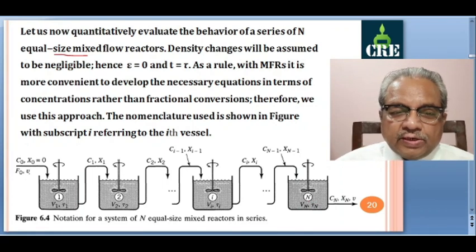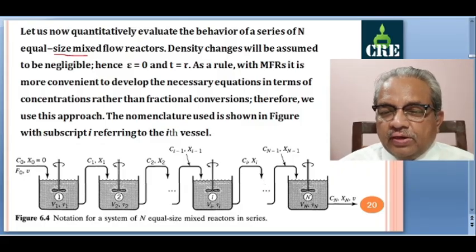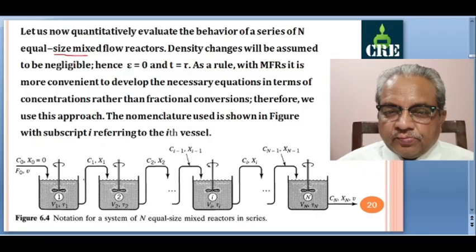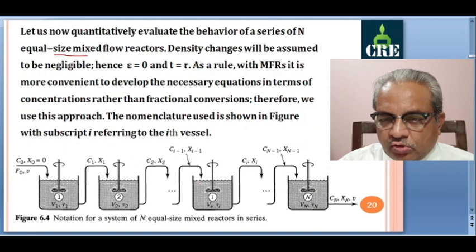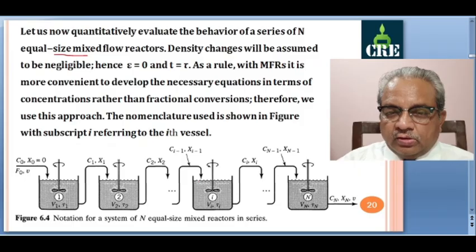So in V1 what is entering? C0. In V2 entering is C1, leaving is C2. The ith reactor has entering from the i minus 1th reactor and leaving Ci. And in the nth reactor entering is the exit stream from the n minus 1th reactor, and this is leaving as Cn. So this is the nomenclature for equal size mixed reactors in series. So you can use XA1, XA2, CA1, CA2, or you can drop the subscript A, which represents component A, for the sake of brevity.